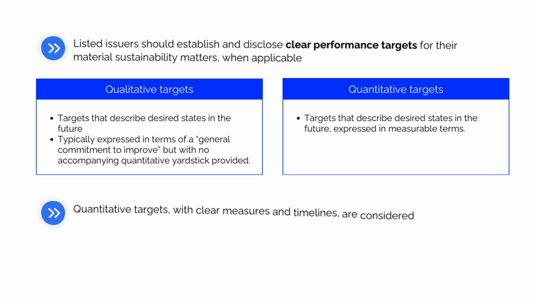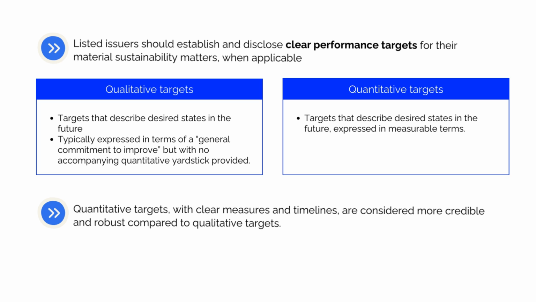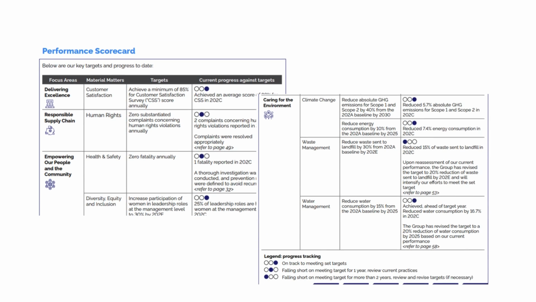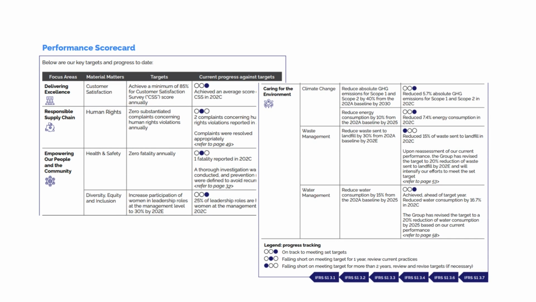Quantitative targets with clear measures and timelines are considered more credible and robust compared to qualitative targets. In this performance scorecard sample extracted from the Illustrative Sustainability Report, ISR, the listed issuer has established and disclosed both qualitative and quantitative targets, such as to increase participation of women in leadership roles by 22% and to reduce water consumption by 15% by year 2025.